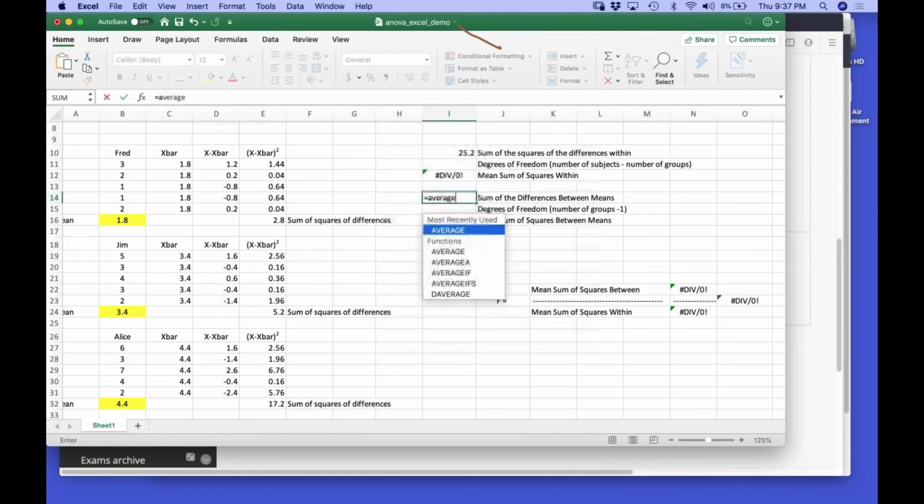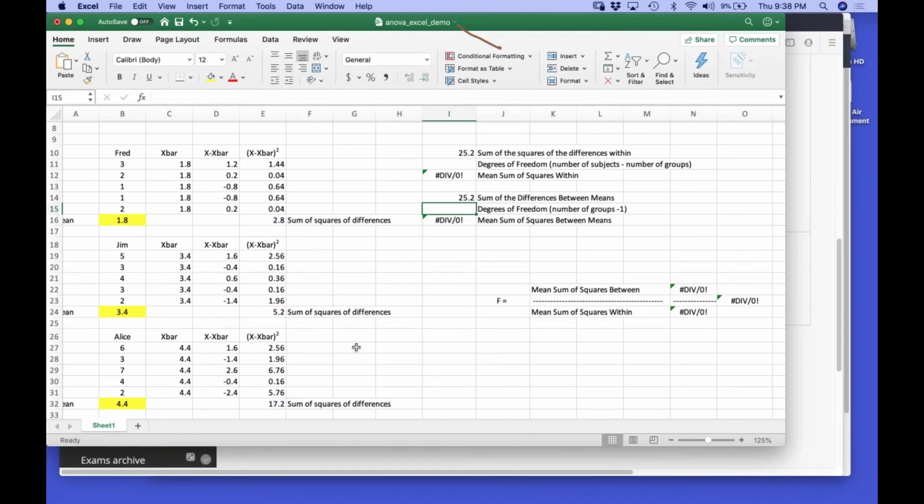to the average of the sum. Mean sum of squares between the average of these three numbers, 2.8 plus 5.2 plus 17.2. It's 25.2. Okay, so number of degrees of freedom, well, actually, I should have just added them together, equals 2.8 plus 5.2 plus 17.2. And I'm going to divide that by the degrees of freedom, number of groups minus 1. There's 3 groups, that's going to be 2, minus 1 is 2. And that comes out to be 12.6. So the mean sum of squares between the groups is 12.6.